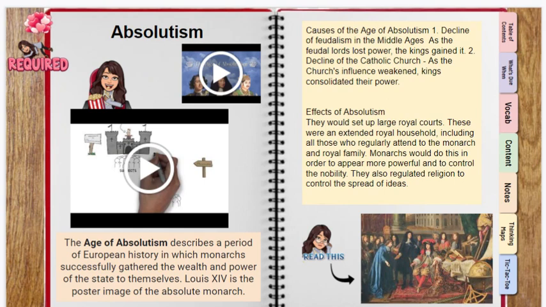So feudalism was a power structure. Kings were always still in charge, but now they're able to consolidate more of the power for themselves. And with the decline of the Catholic Church, once their influence weakens, kings consolidate that power as well, and are able to absorb that into their own rule. And the effects of absolutism are that we are setting up large monarchs that have powerful control over the nobility, regulate religion, control the spread of ideas, and control the people within their jurisdiction.